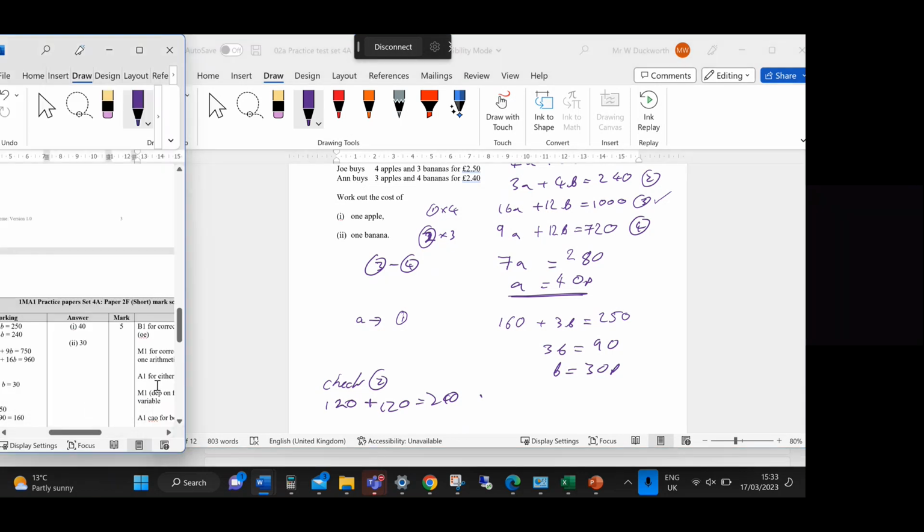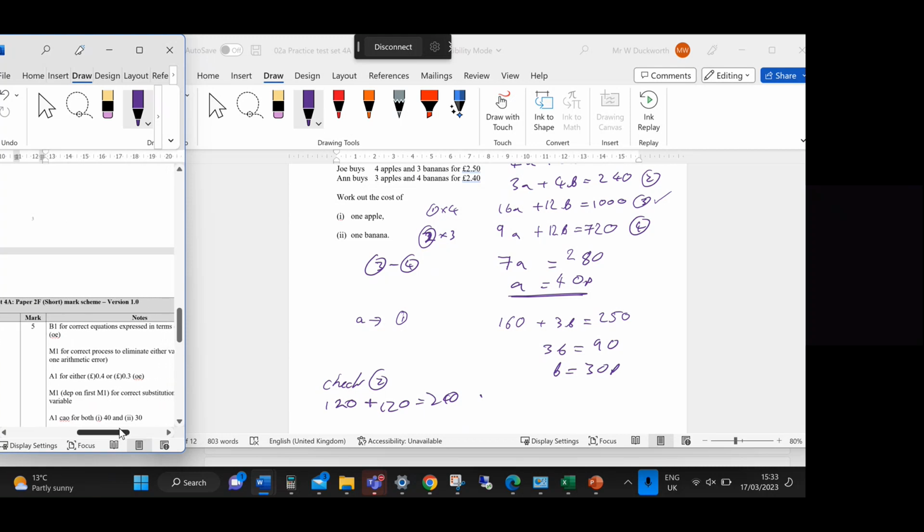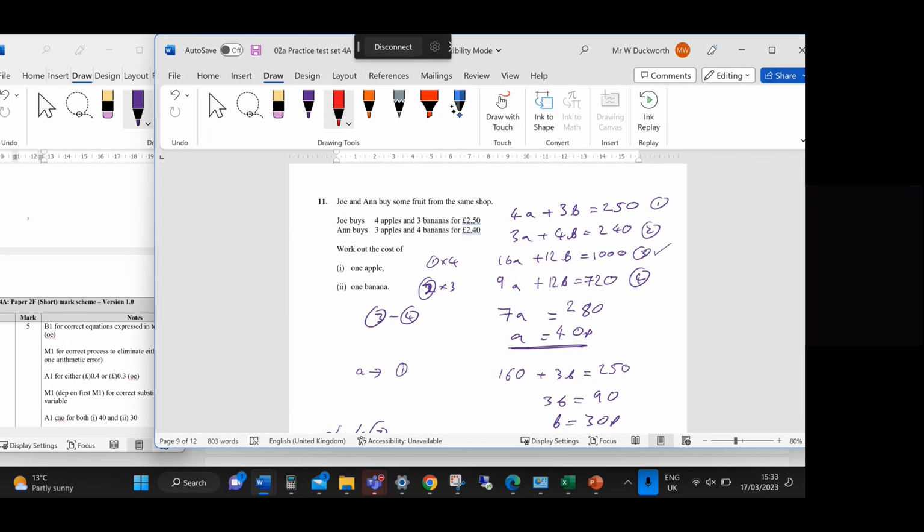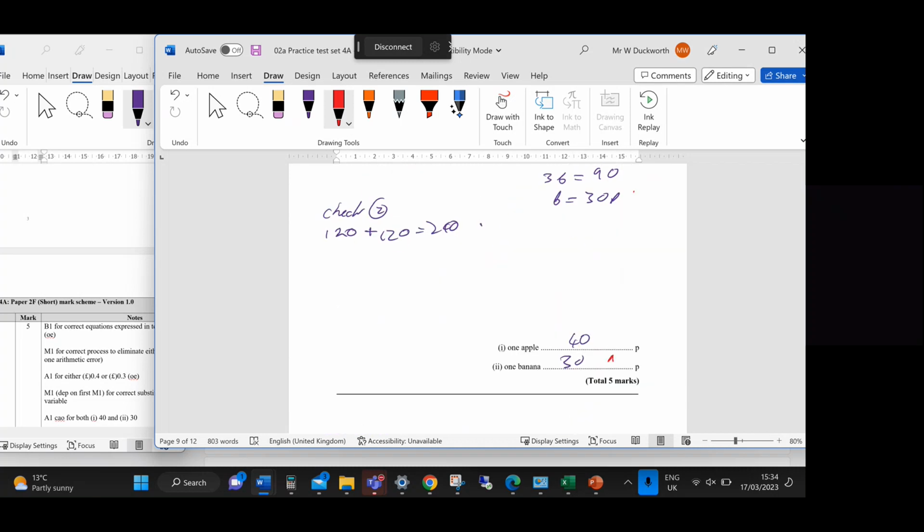In terms of mark scheme for that, then it is B1 for correct equations expressed. So I can pick up my first B mark just for writing those 2 equations down. So I would call that a process mark, but I'm not going to argue with them. M1 for complete method to eliminate. So that's M1. M1 for correct substitution of the variable, so M1, so A1, M1, A1 for my 5 marks.